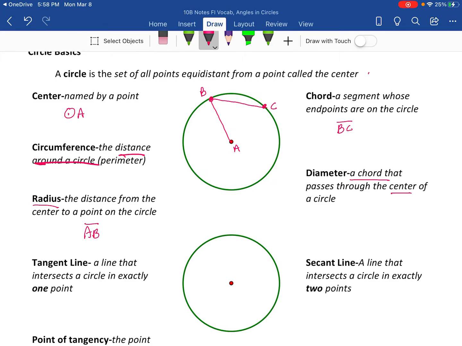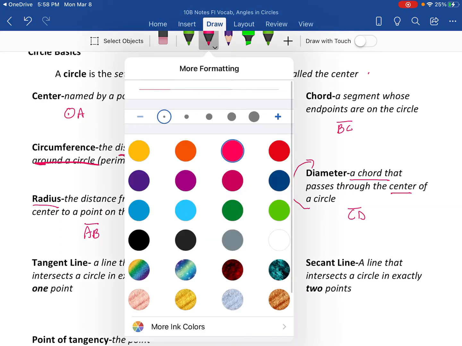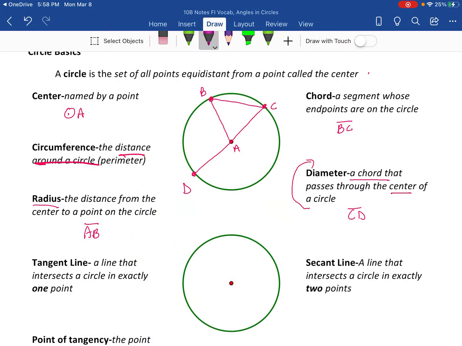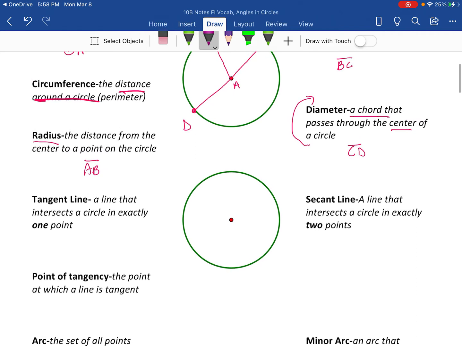A diameter is a chord that passes through the center. So a diameter is a type of chord. So if I just drew a line across here, then CD would be a diameter, but CD is also a chord. Okay, so we're going to get to the second part of our vocabulary.